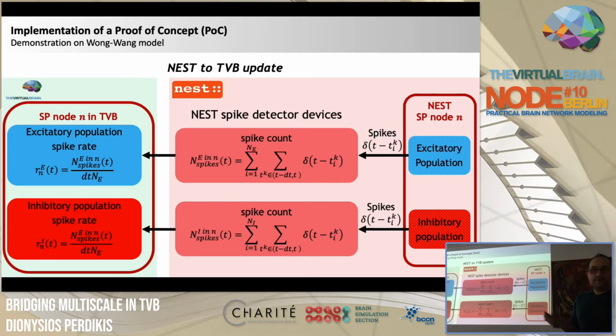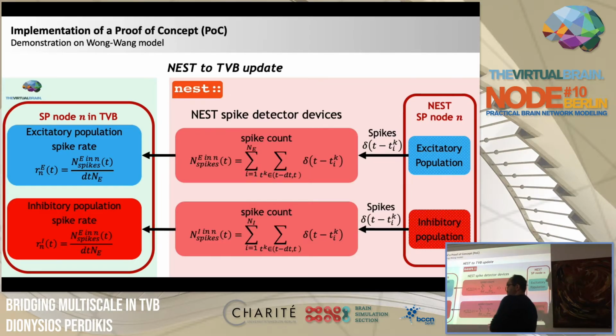This was the one way TVB can drive a spiking network. But as we said, in many implementations we might be interested also in the other way around. The other way around is not implemented as an input, as a coupling, but as an update. Why is this the case?